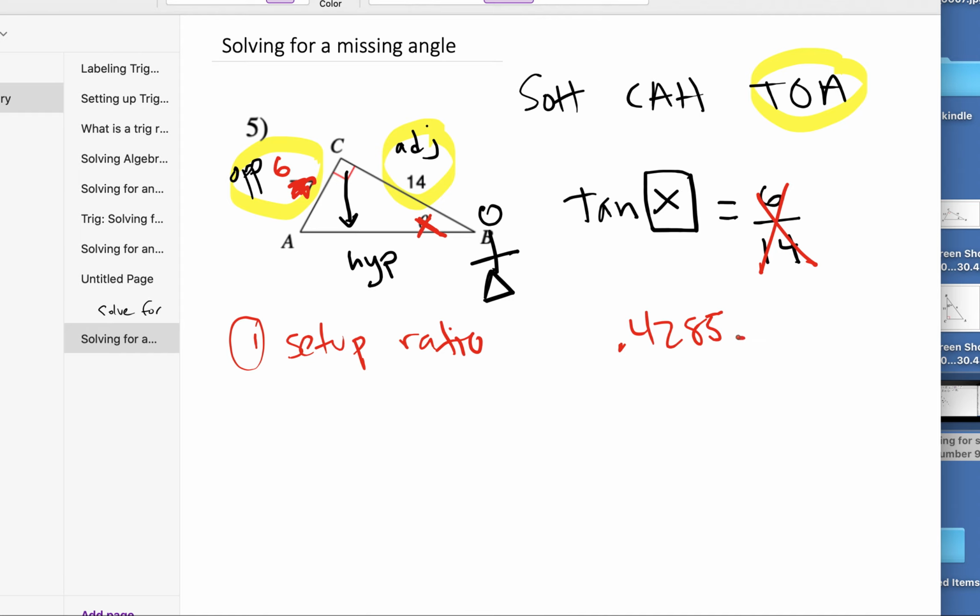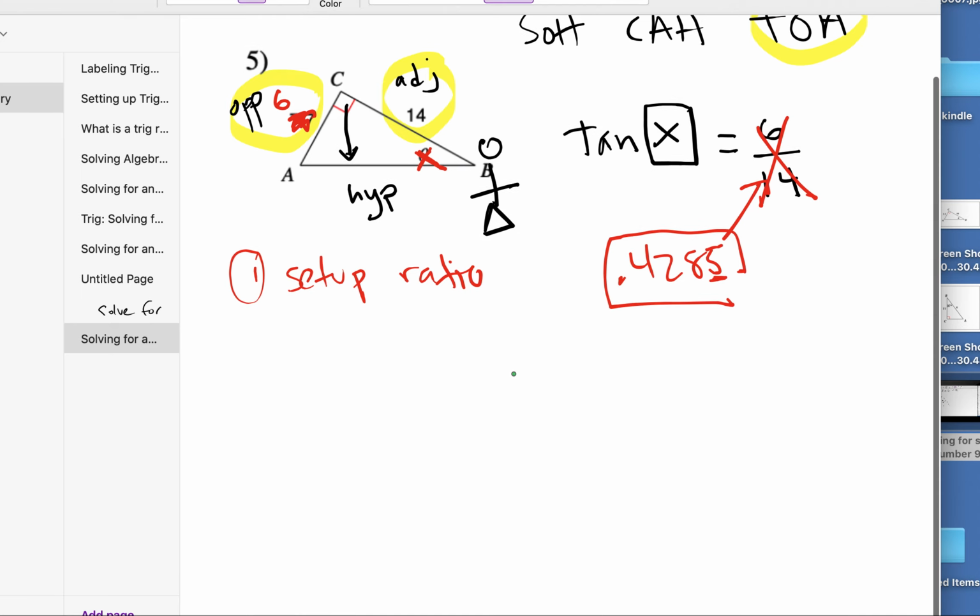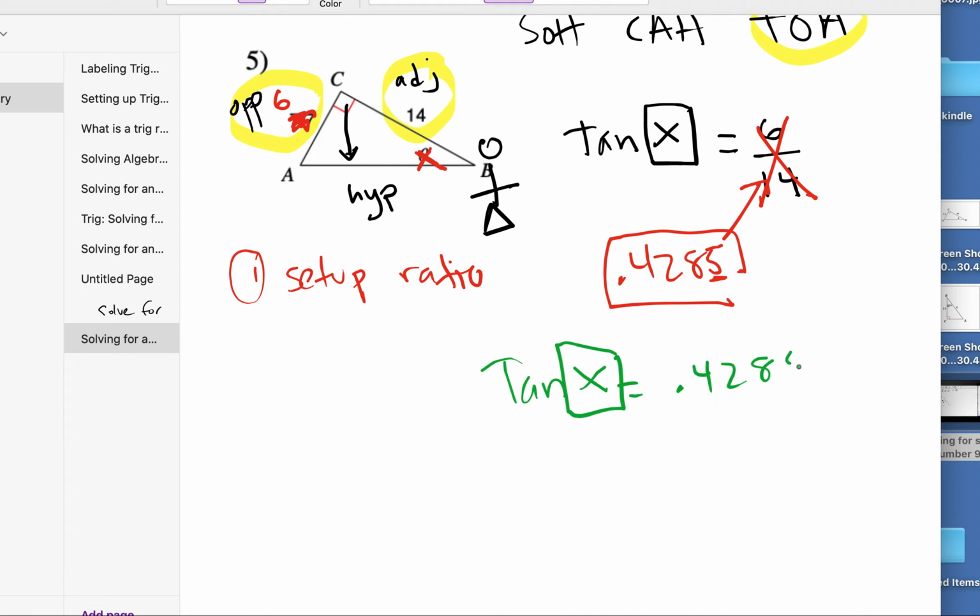We could round it to 0.4286, but I don't know if that little amount will do anything. We tend to take the first four numbers. Really, you could round that one up. So this goes in this spot here. So what we really have at this point is tangent of x, which is the angle, equals 0.4285.